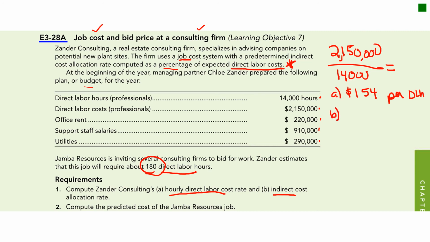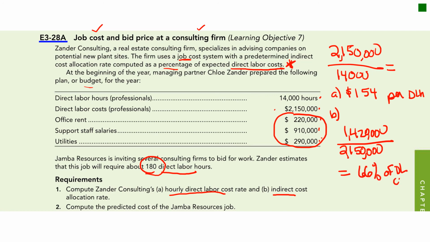Part B, we want to get the overhead. Well, the overhead is basically these 3 items right here. That's going to be all of your estimates. So if you add up 220 plus 910 plus 290, that's going to give you 1,420,000. So that would be an estimated overhead number. And again, you're going to divide this by direct labor cost. To get the direct labor cost, they've given that to you. That's the 2,150,000. So we divide that by 2,150,000. And then you're going to get a percentage. In this case, it's going to work out to be right at 66% of direct labor cost. You would type in, of course, 0.66. So that was basically requirements for part 1.